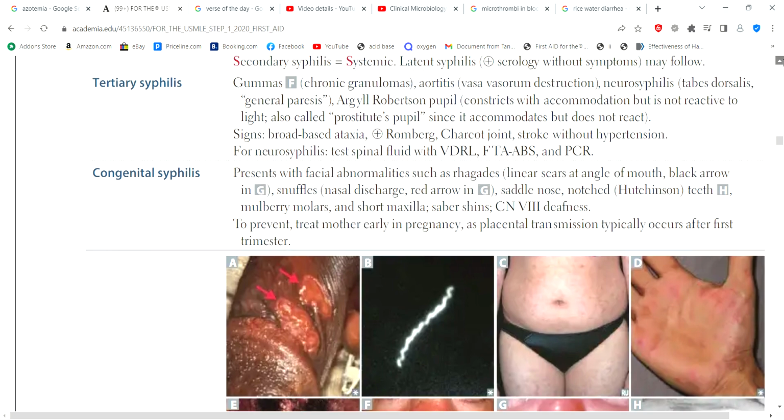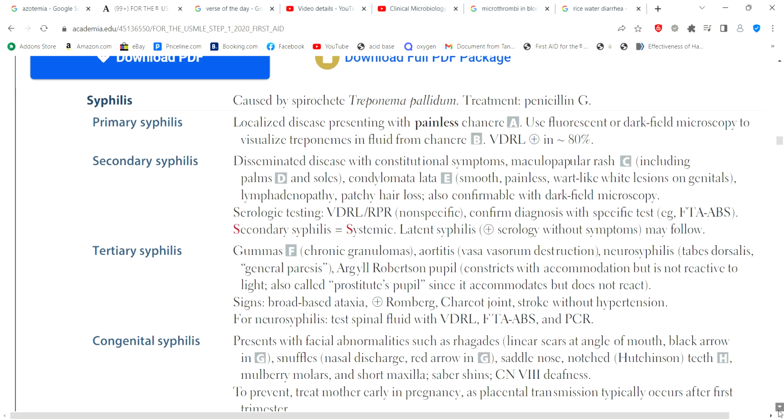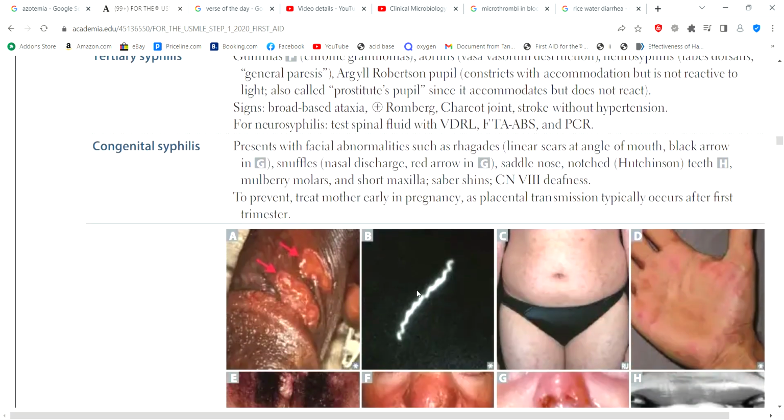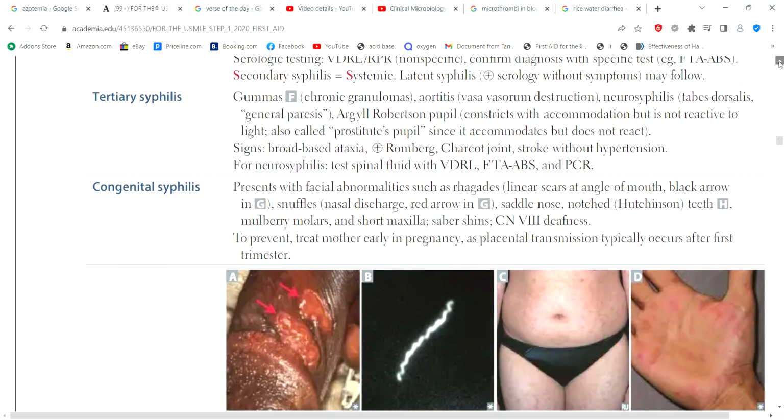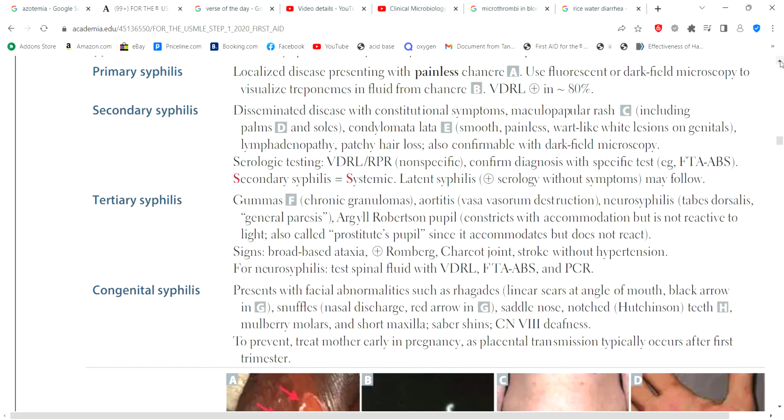Painless chancre. You use fluorescent or dark field microscopy to visualize treponemes in fluid from the chancre. This is in B. Remember, dark field microscopy is completely dark, and this spirochete, this spiral thing, will show up on dark field microscopy. And this is the classical microbiological picture of syphilis.